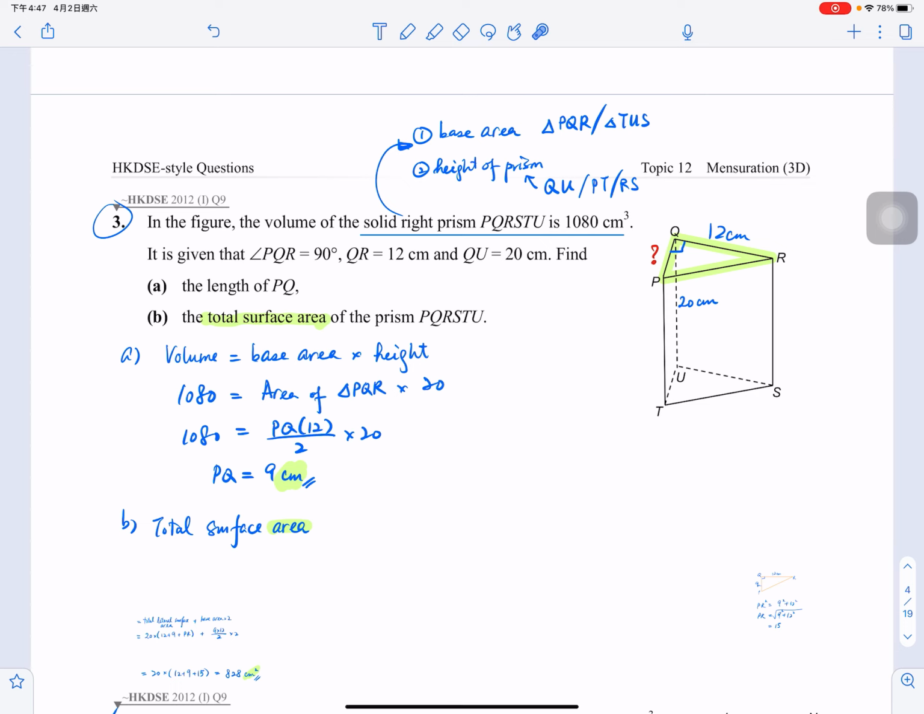So lastly, we can find PQ equals 9 cm. Remember the length of PQ, you need to write down the unit cm here. Okay, don't miss it. Not difficult, right? How about part B, total surface area?